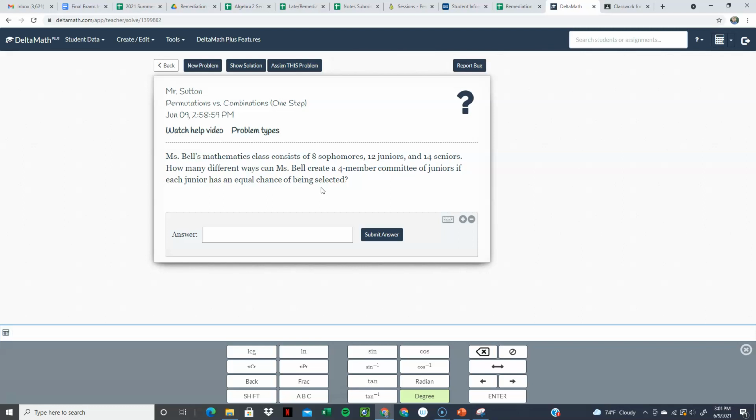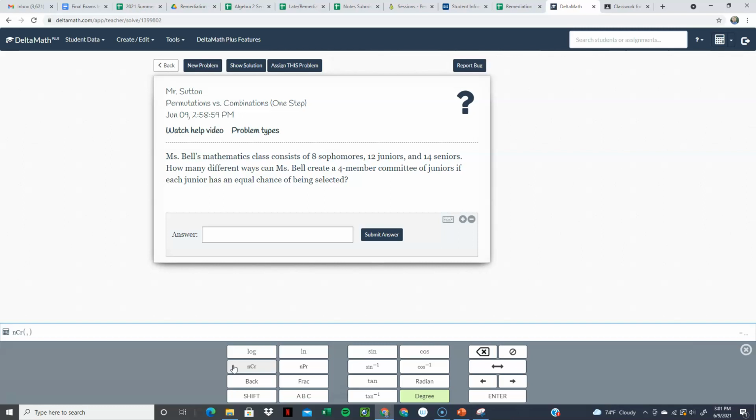If there were specific roles and she was assigning them to specific roles, then all of a sudden the order matters because, you know, you select someone into one position is different than if you select a different person in one position. But for this one, the order does not matter, so that's going to be a combination.